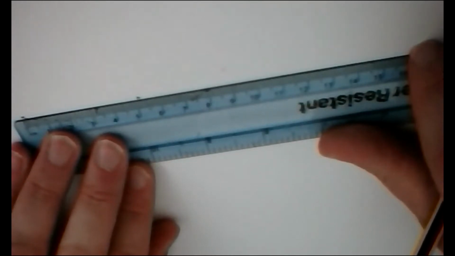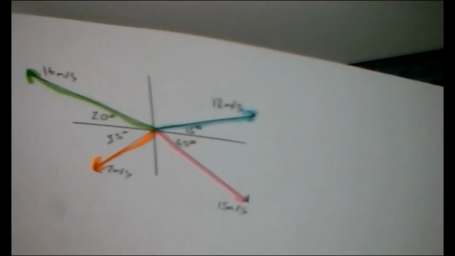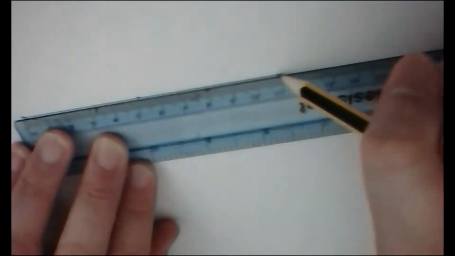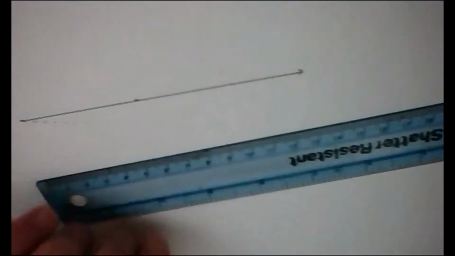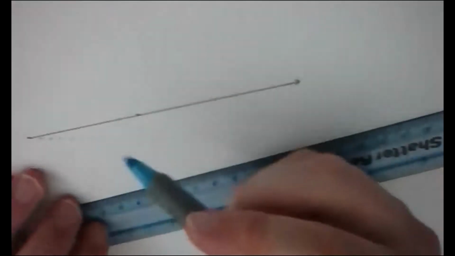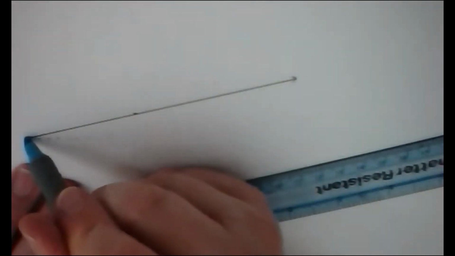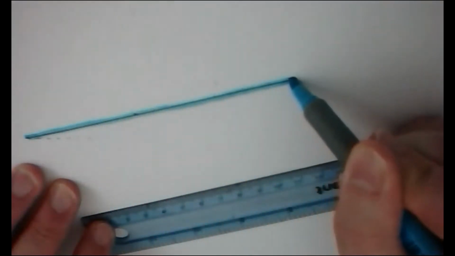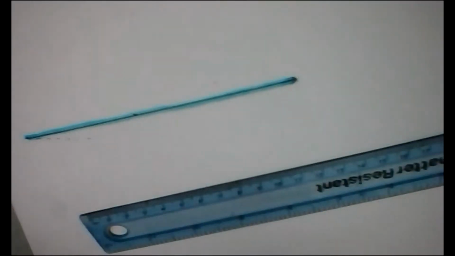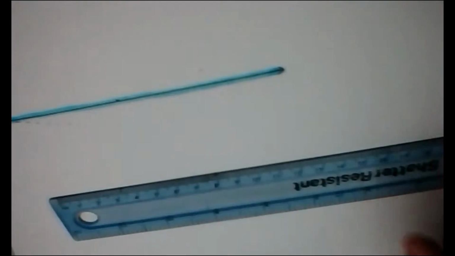And I want to draw a line that's 12 centimetres long, because if you remember, I'll bring it back into shot just now, our vector acting up and to the right was 12 metres per second. So we'll draw a line 12 centimetres long. I put a little arrowhead on it to show the direction we're going. I'm also going to colour this in blue, to remind us which vector it was from the original diagram. Like so.